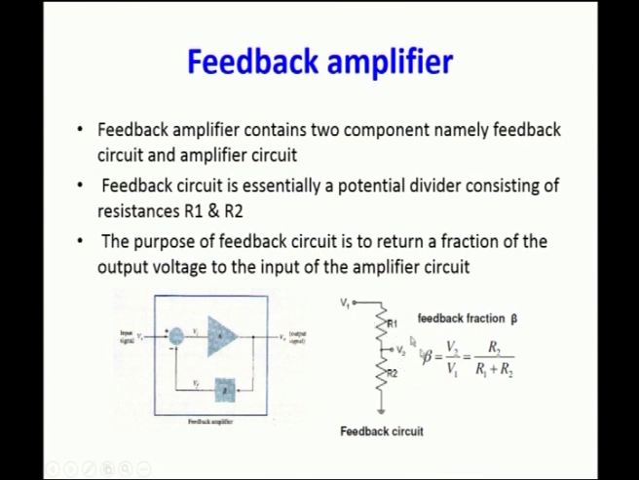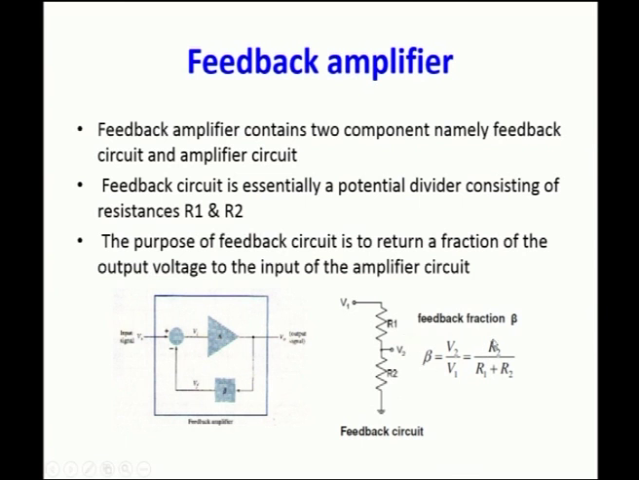Here beta is the gain of the feedback circuit, which can be derived as V2 by V1. V2 is the voltage across the resistance R2. So, how do you calculate the voltage across the resistance R2? By using the potential divider rule: the applied voltage into the resistance across which we are going to calculate the voltage, divided by the total resistance. So, V2 is the voltage we need to calculate. V2 is equal to R2 into V1 divided by R1 plus R2.